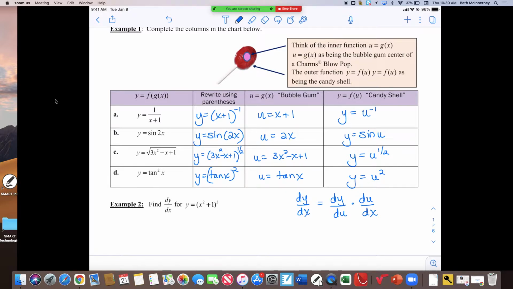dy dx is another way to say find the derivative of y with respect to the variable x. So dy du represents the derivative of y with respect to u. du dx means find the derivative of u with respect to the variable x. That's what that notation means.